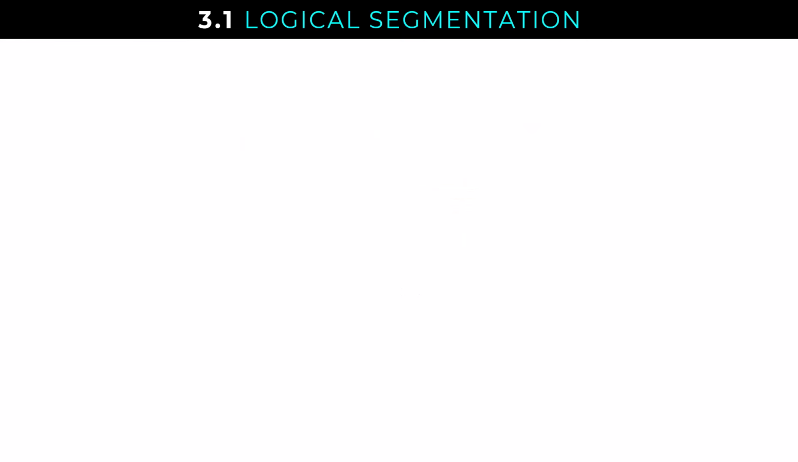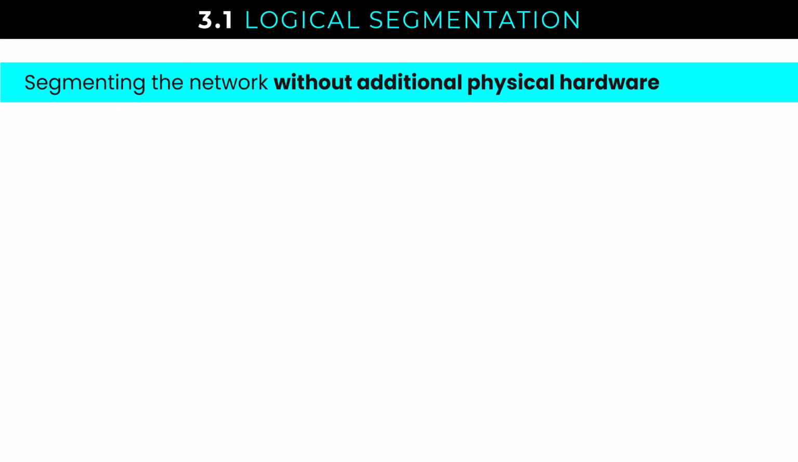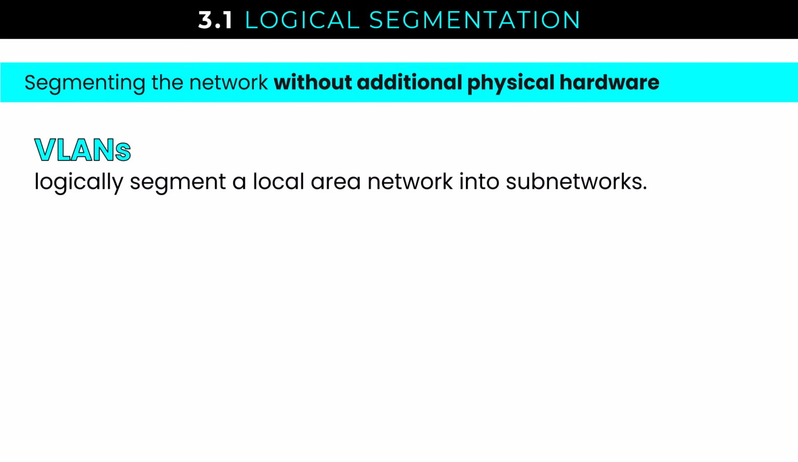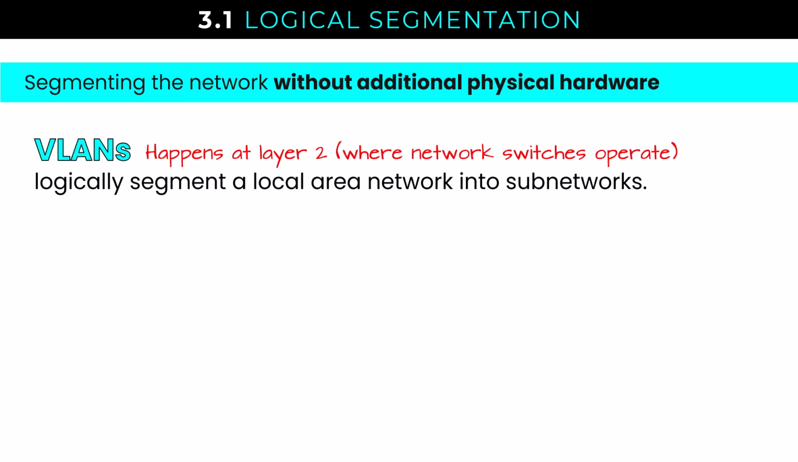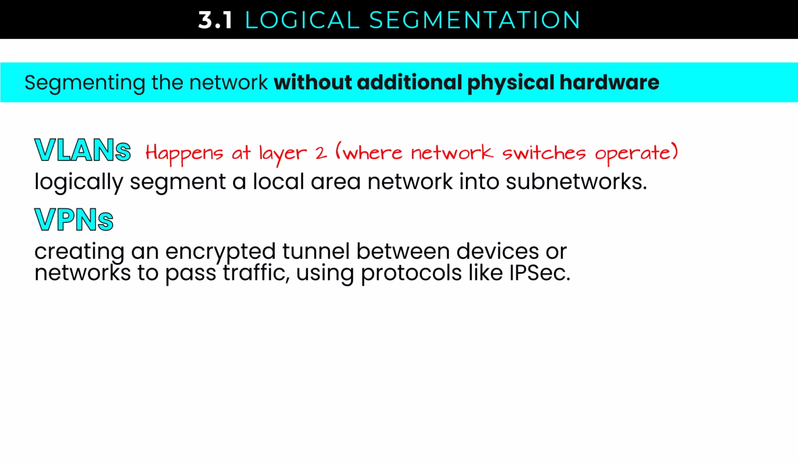Logical segmentation is also called out, which is segmenting the network without additional physical hardware. So in this category, we have VLANs, which logically segment a local area network into subnetworks. It happens at layer 2, where network switches operate. We have VPNs, creating an encrypted tunnel between devices or networks to pass traffic, including protocols like IPsec typically. And when we look at hybrid cloud and public cloud environments, we'll often see an IPsec VPN used to connect on-premises to the cloud network, or even to peer virtual networks within a cloud.